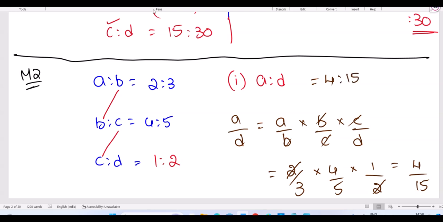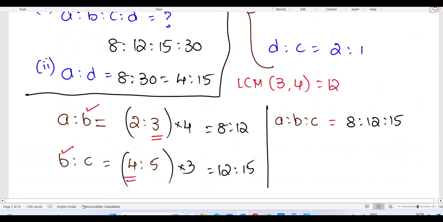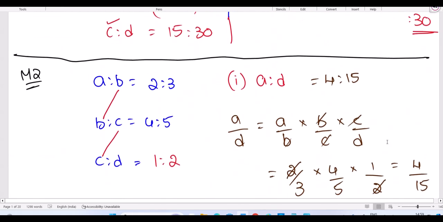See, in one go, no need to calculate A, B, C, D separately. Directly we got the A and D ratio. So see this. Already we got A to D is 4 is to 15 only. The same thing we got in a single step.